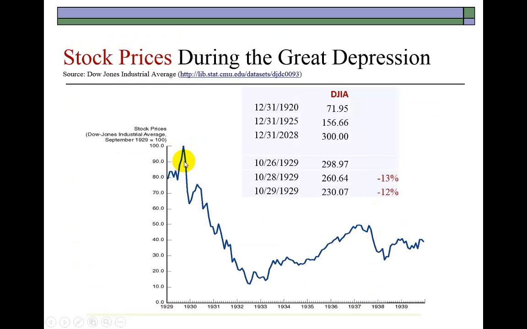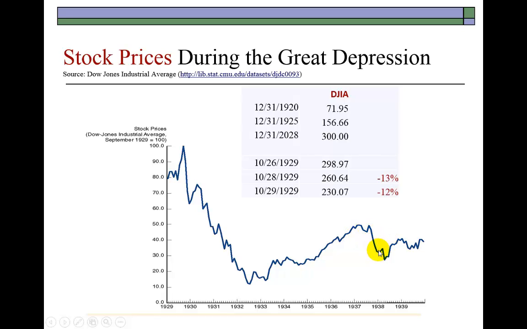And this is the crash right here. It was actually a two-day event on October 28th, Black Monday, and October 29th, Black Tuesday. Combined, the market lost 25% of its value on those 2 days. And then you can see the precipitous fall that continued afterward. In fact, the market didn't recover a little bit until around 1934, 35, and even then never really went half as much as where it was prior to that time.